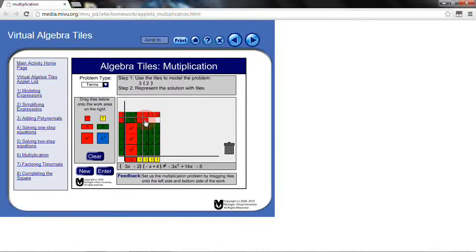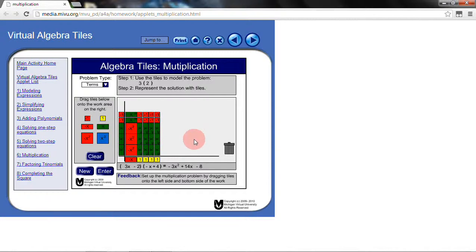To fill in my rectangle. Okay, and so I filled in my rectangle, and as you see, again, the equal sign has changed. So our answer from 3x minus 2 multiplied by negative x plus 4 is equal to negative 3x squared plus 14x minus 8. And that's our answer. So now we've multiplied a monomial by a monomial, a monomial by a binomial, and a binomial by a binomial.